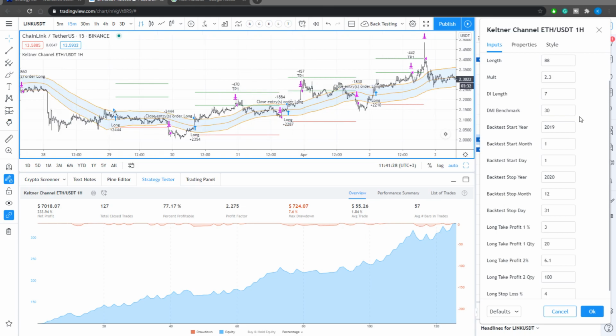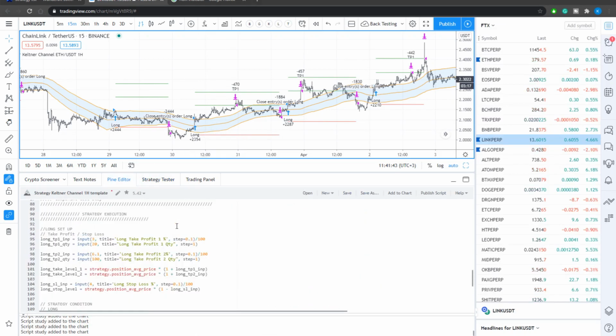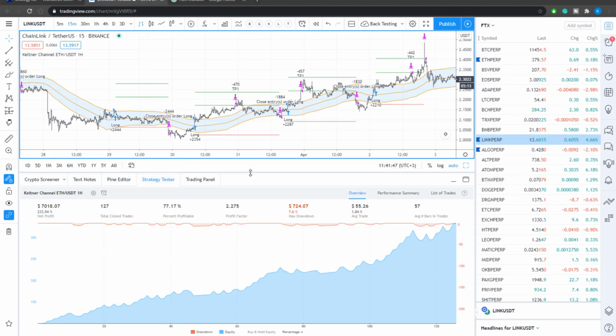Based on that, the entry for this strategy is going to be located just when the price is going to close above the Keltner's channel with the certain conditions of volume and the directional movement that you can see in the Pine editor itself. The strategy backtest is quite nice.